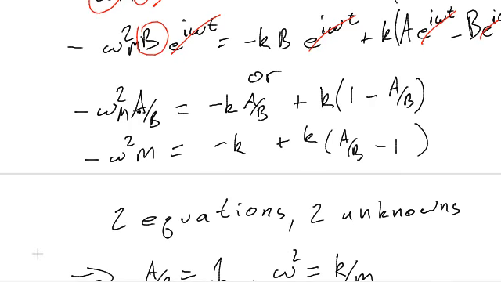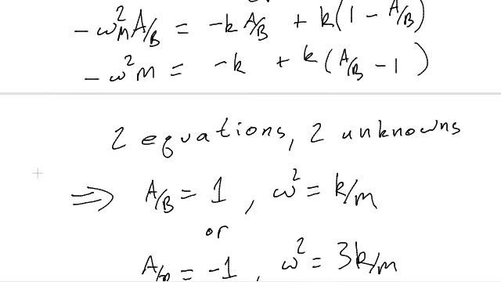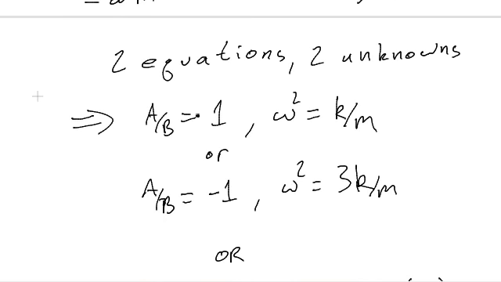So when I do that, my two equations simplify greatly to these two equations, and it relates two equations and two unknowns. The two unknowns are the ratio of A to B and omega. Well, that's two equations, two unknowns. It's not that hard to solve. You get these solutions. A is either equal to B or they're opposite.